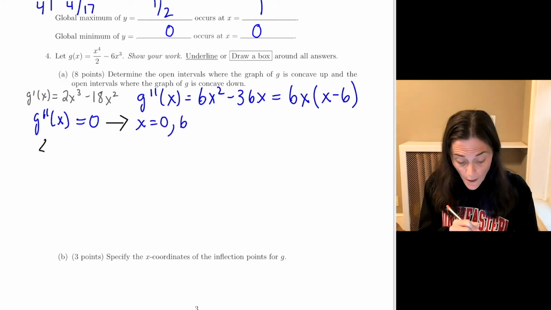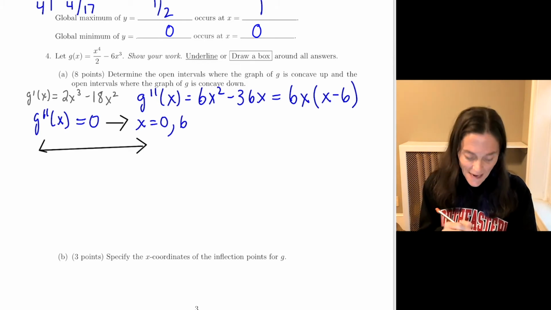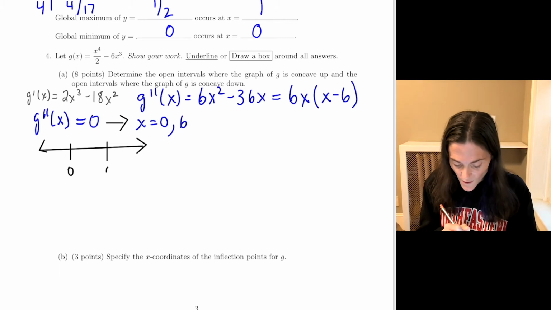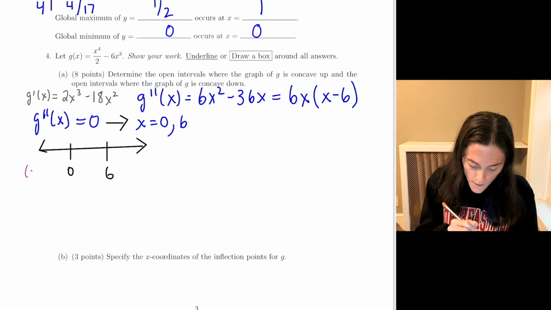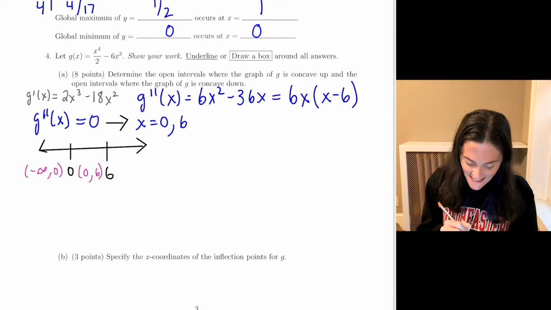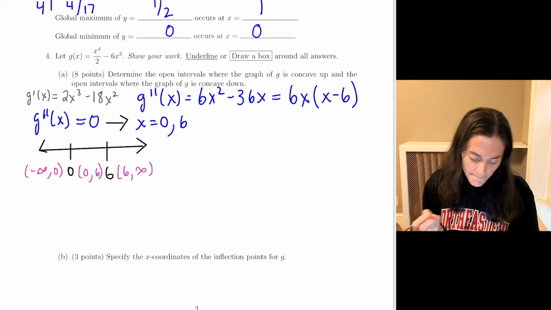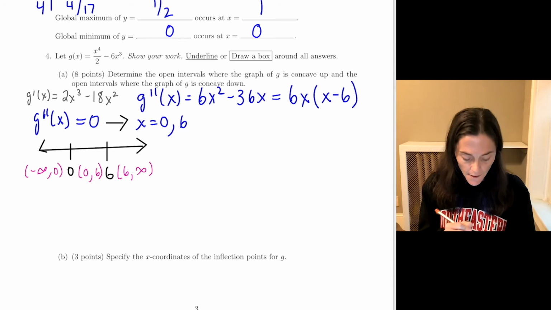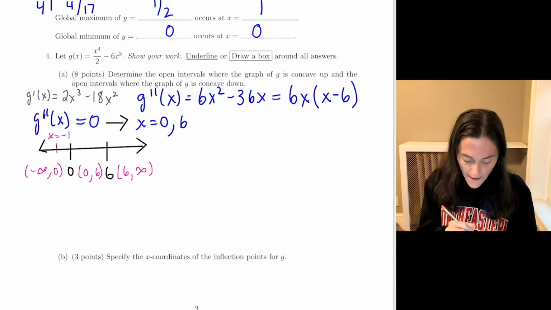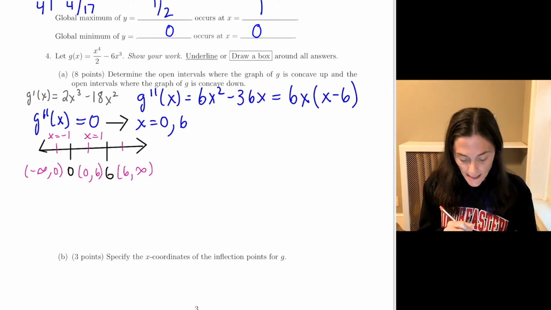Okay, so now we divide the domain, which is minus infinity to infinity, into open intervals based on where the second derivative is 0. And we can write the open intervals underneath. It goes minus infinity to 0, 0 to 6, 6 to infinity. Then I need to test the second derivative to learn about concavity here. Here I can test, say, x equals -1. Here I can test, say, x equals +1. And then perhaps I'll test x equals 7.